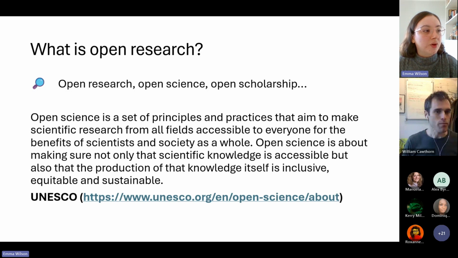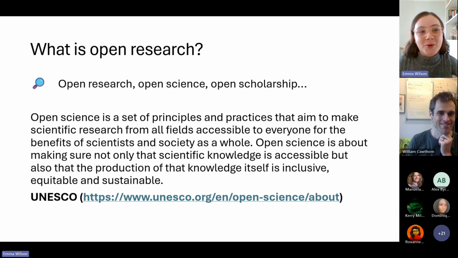And it's about making sure not only that scientific knowledge is accessible, but also that the production of that knowledge itself is inclusive, equitable, and sustainable. Which all sounds fantastic. Here at the University of Edinburgh, we tend to talk about open research a bit more, so I would put the word research anywhere the word science appears in that statement. I think we can all agree that it's something we should be striving for: making research better, inclusive, transparent, and accessible.